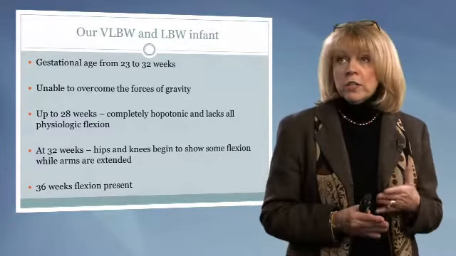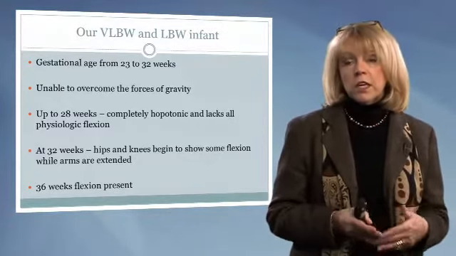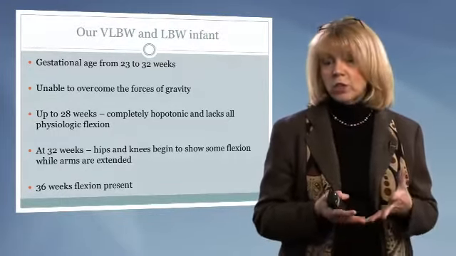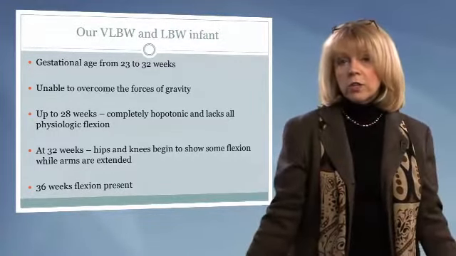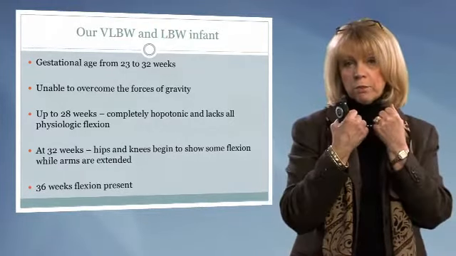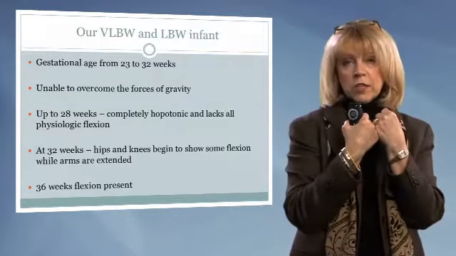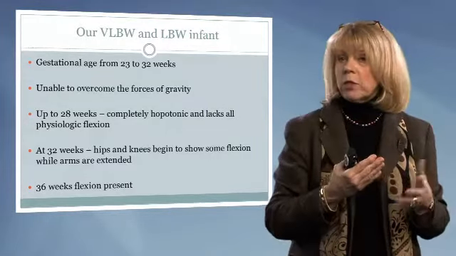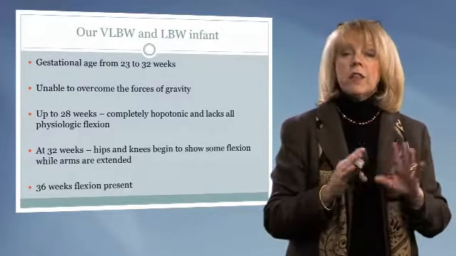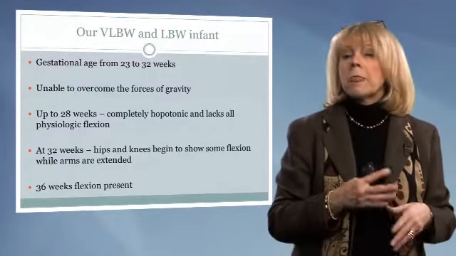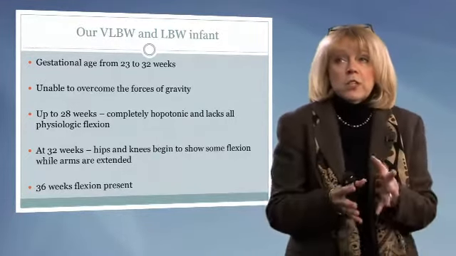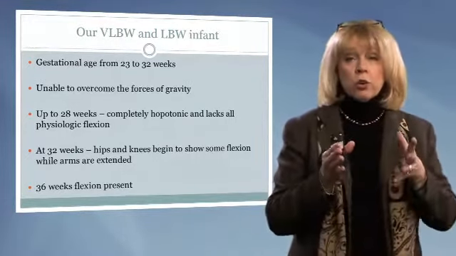Up to 28 weeks, this infant is completely hypotonic and lacks any type of physiologic flexion. So if we're going to put this infant in flexion, we are going to have to do it for him. We're going to have to flex him. Remember that, because he has no interest in it. Extension is easy, and that's where you're going to find him all the time. At 32 weeks, this infant is going to have some hips and knees begin to show some flexion, while his arms are still extended.